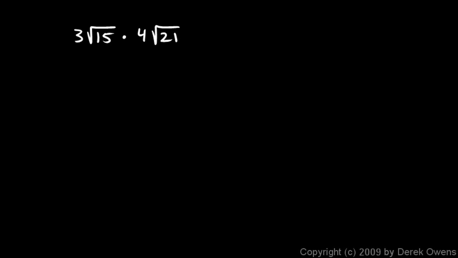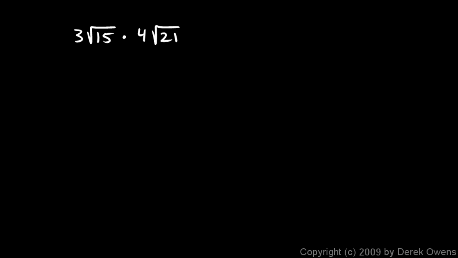Here's another example. 3 times the square root of 15 times 4 times the square root of 21. Well, I don't know off the top of my head what 15 times 21 is. When I multiply these together, I'm going to have the 3 times 4 is 12, and I'm going to have these multiplied together under a radical. It's going to be easier, though, to factor them first. So let's rewrite the problem like this.